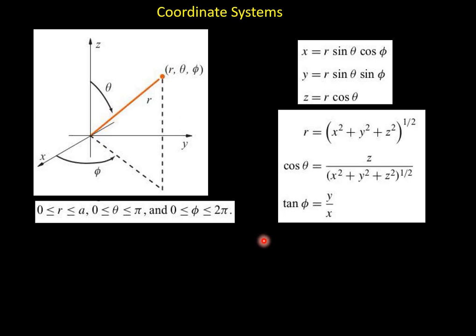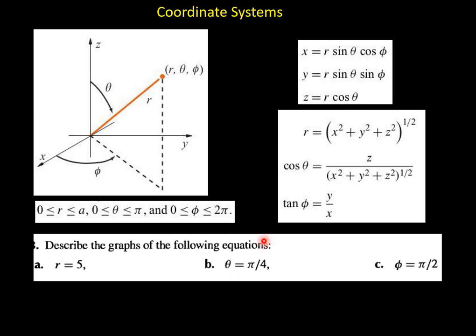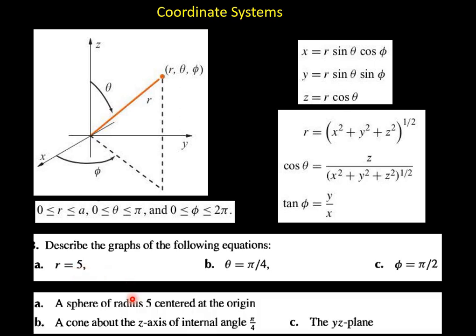Okay. Now we can explore immediately a question: describe the graphs of the following equations, where r is 5 constant, theta is pi by 4 and phi is pi by 2. So first you see r equal to 5 irrespective of theta and phi, that means it's going to give you a sphere of radius 5 centered at the origin. Now theta is pi by 4, so this angle is pi by 4 irrespective of phi. That means it is going to give you a cone about the z axis, an ice cream cone about the z axis of internal angle theta equal to pi by 4.